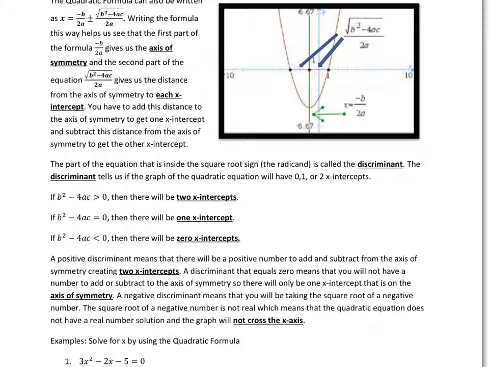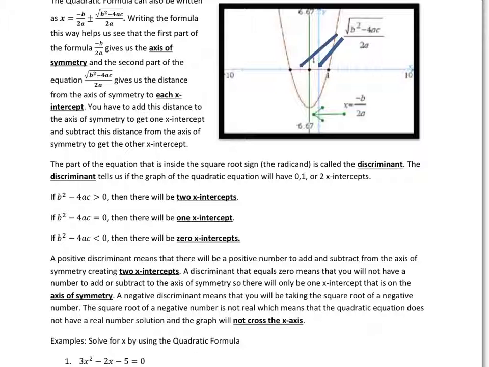A positive discriminant means that there will be a positive number to add and subtract from the axis of symmetry, creating 2 x-intercepts. A discriminant that equals 0 means that you'll not have a number to add or subtract to the axis of symmetry, so there will only be 1 x-intercept that is on the axis of symmetry.